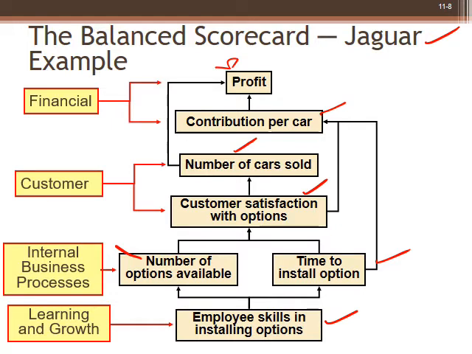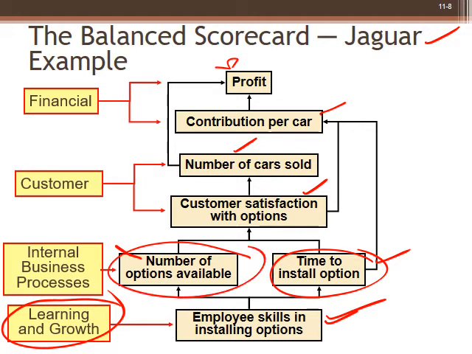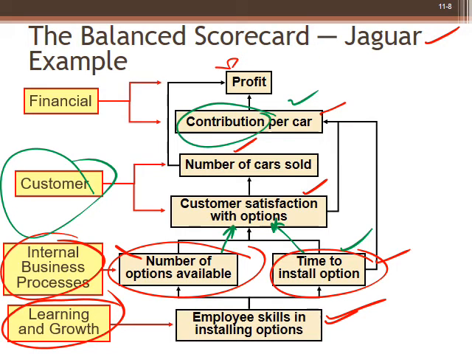So it means investment in employee skills belongs to learning and growth, and the number of options available and the installing time will improve our internal business processes, which basically satisfy our customer needs. Customers will be very much satisfied by the number of options available and the time to install options, which improves our customer position. When customers are satisfied, it improves our contribution per car, and the number of cars sold will be higher, and our profit will be higher. So it also improves our financial goal as well, right?